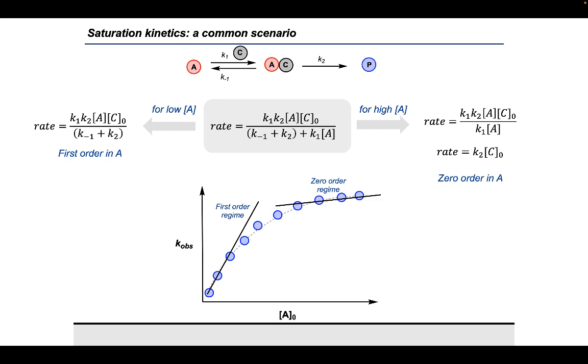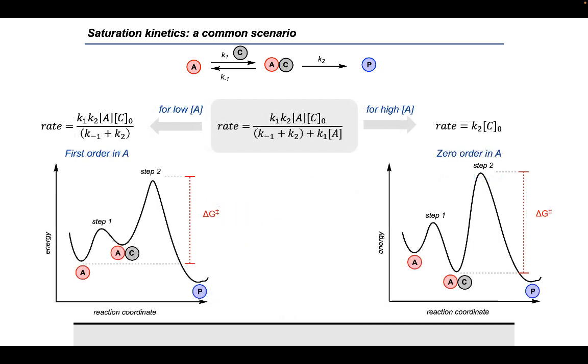Now, what does this mean for an energy diagram? We can start to rationalize this behavior by thinking about what's actually happening at the molecular level. On the left, a first order dependence on A means that the intermediate, the complex between A and C, is higher energy than A by itself, which again is a pretty common scenario. In this case, we have a rate limiting span that involves the binding step between A and C as well as the high energy step that converts A to P with the rate constant k2.